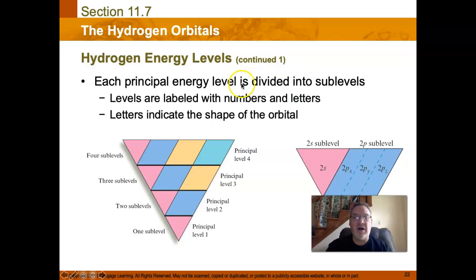Those energy levels are then divided into sublevels. Based on what the energy level is, that's how many sublevels are in there. If we're in the first energy level, it has one sublevel. In the second, it has two. We go up to the fourth, it has four different sublevels. So the electrons can exist in these energy levels and then in the sublevels within the energy levels themselves.